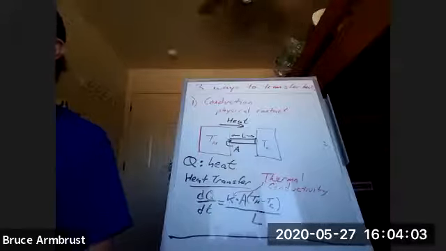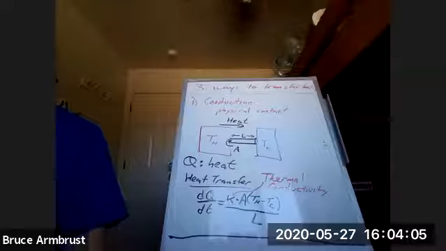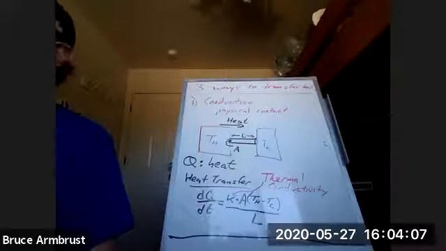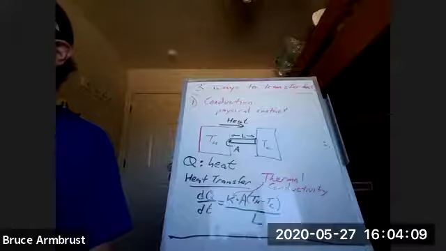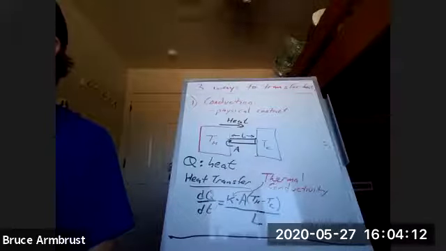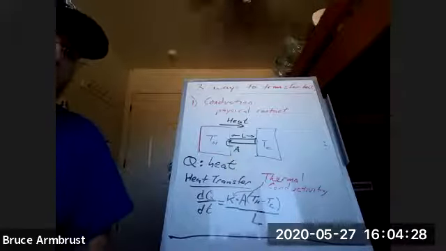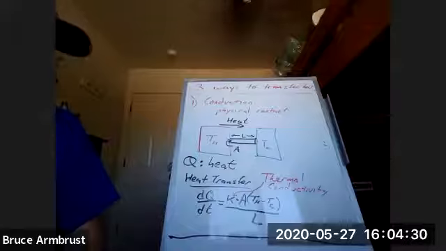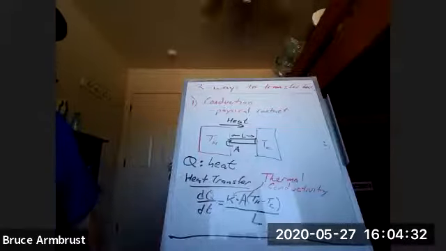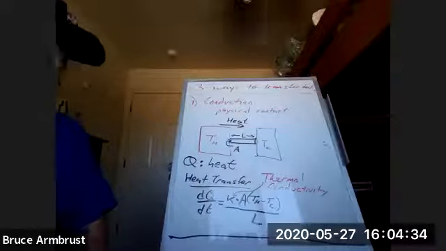Now you go to other objects like wood. Wood is on the order of 0.1. Wood doesn't really transfer heat very well. Glass, also low, 0.8. Brick, 0.6. Fiberglass, 0.04. Right? So it really depends on the material, but different things have different thermal conductivity.